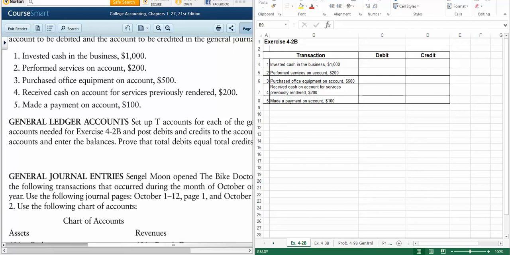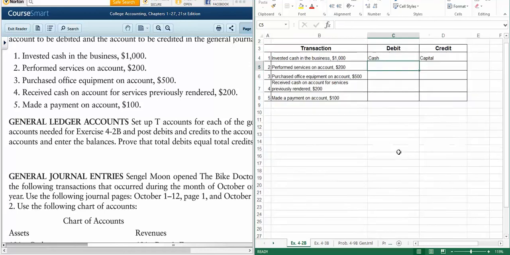Let's start with 4-2B. So what we're going to do is list the account name. A lot of students mess up on this one and they put the amounts. We know the amounts. They give us the amounts. What we need to do is decide what accounts we are going to use. So for example, like we did in the week 2 and the week 3 assignments, when we invest cash in the business, we're going to debit our cash account, which is going to increase it. Then we're also going to increase our capital account. So those would be the 2 accounts that we're going to use for this one.